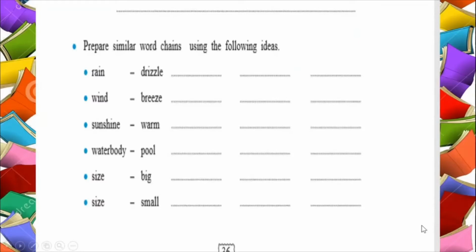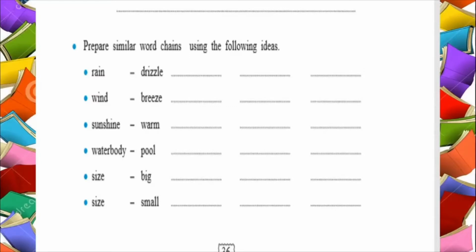So see here, you have to prepare word chains. They've given you the idea of rain, of wind, of sunshine, water body, size and size. Now here one size is when you go from small to big, and the other size is when you go from big to small, in the opposite way.